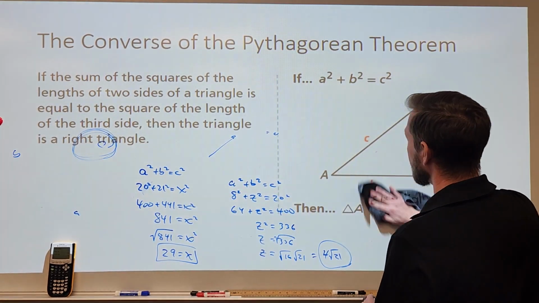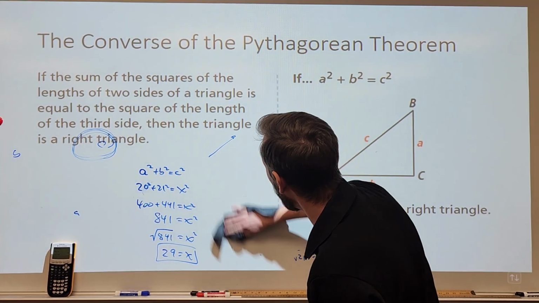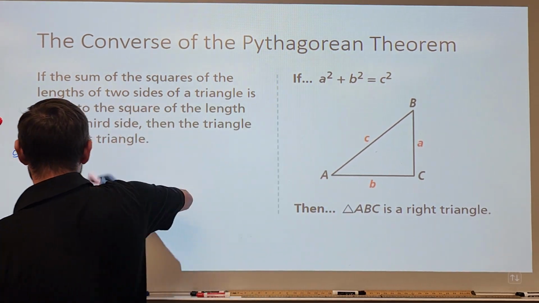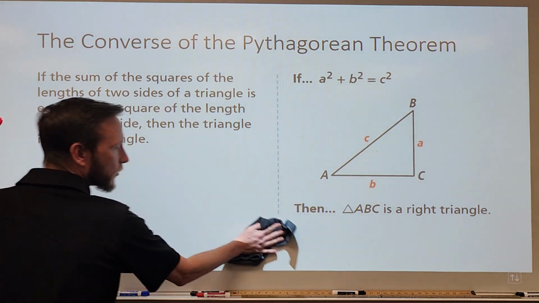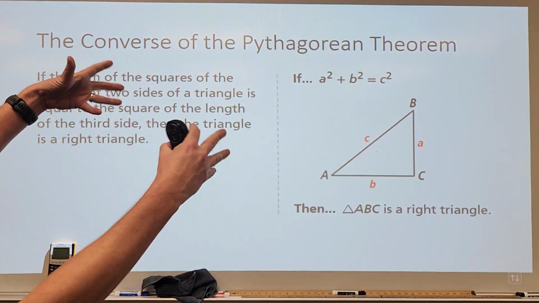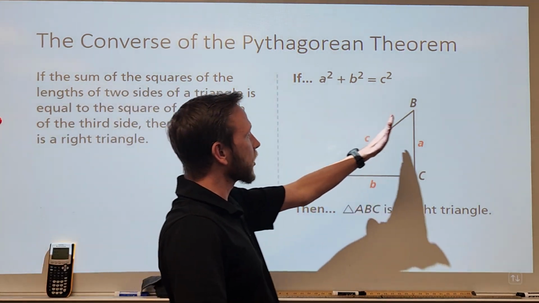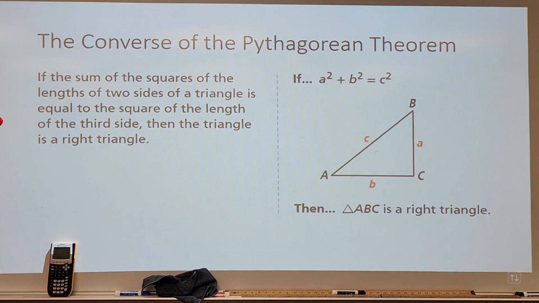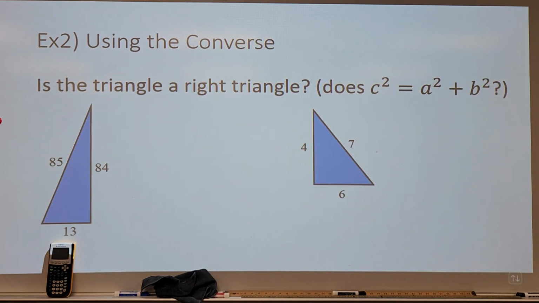All right, so the converse of the Pythagorean theorem is also true, and that says that if a squared plus b squared equals c squared, then our triangle is a right triangle. So if we can show that c squared equals a squared plus b squared, then we do indeed have a right triangle. And there are some extensions on that that are also pretty cool.